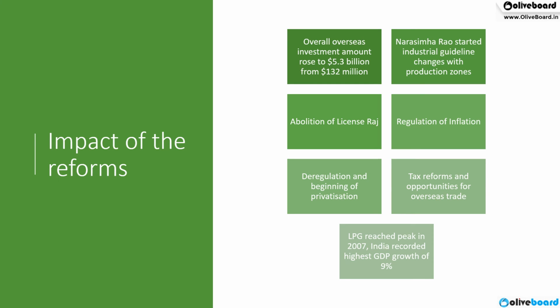Steps were taken to regulate inflation and loss of deregulation on businesses and services saw the beginning of privatization. Tax reforms were made and there were a lot of overseas trade opportunities as well. The fruits of LPG reached its peak in 2007 as India recorded its highest GDP growth rate of 9%.